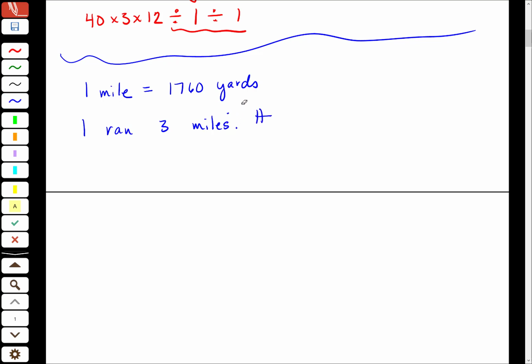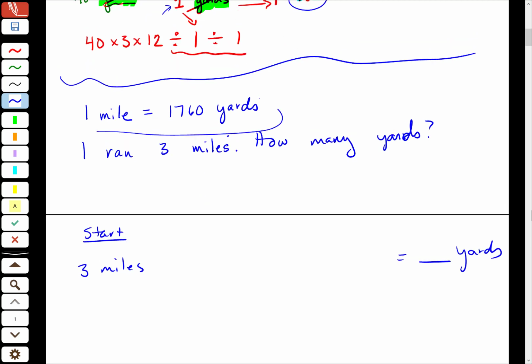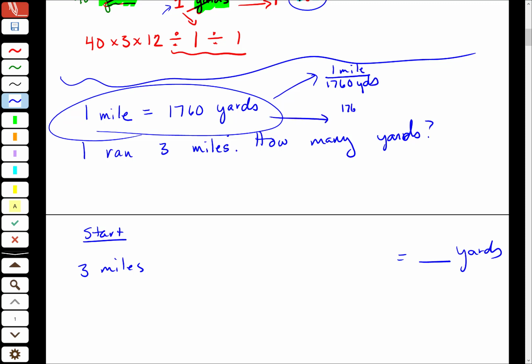How many yards? So again, at the start, I have 3 miles. At the end, I have yards, and I'm trying to figure out how many it is. And then I have this conversion factor, right? And this goes to either 1 mile over 1,760 yards or 1,760 yards over 1 mile.